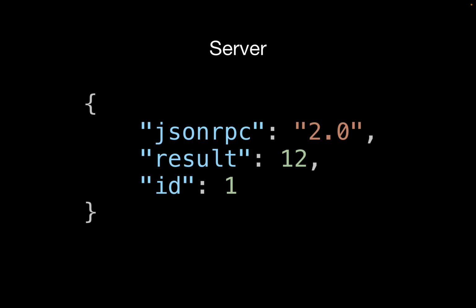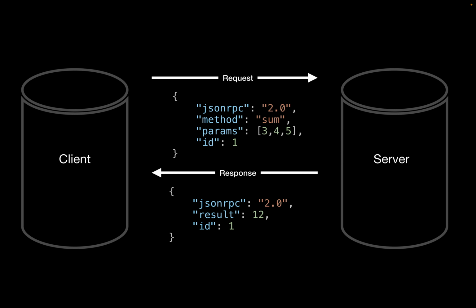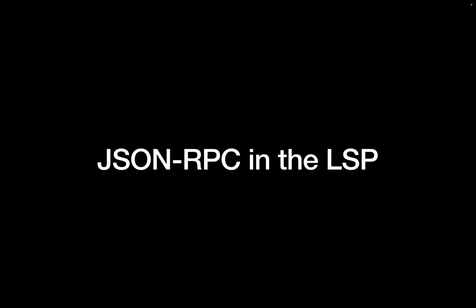This is what an example response might look like from the server, and it's sent back to the client. So here you can see the entire loop of communication. The client sends a request, hey server, I'd like you to sum up 3, 4, and 5, and the server sends back 12. The LSP uses JSON-RPC for communication between the text editor and the language server.